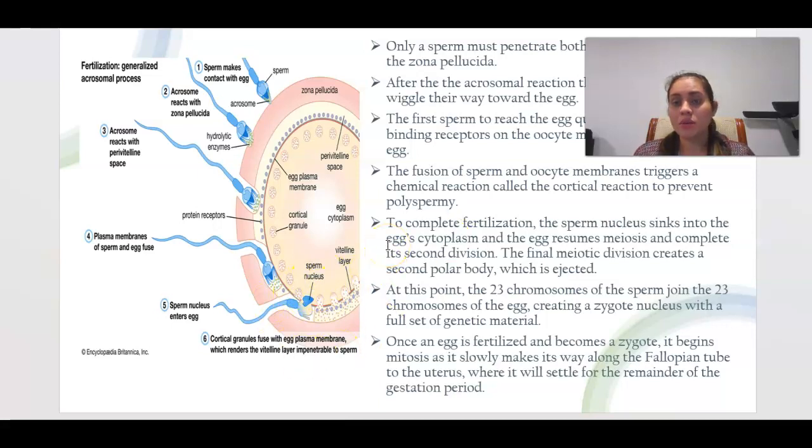The final meiotic division creates a second polar body, which is ejected. At this point, the 23 chromosomes of the sperm join the 23 chromosomes of the egg, creating a zygote nucleus with a full set of genetic material. Once an egg is fertilized and becomes a zygote, it begins mitosis as it slowly makes its way along the fallopian tube to the uterus, where it will settle for the remainder of the gestational period.